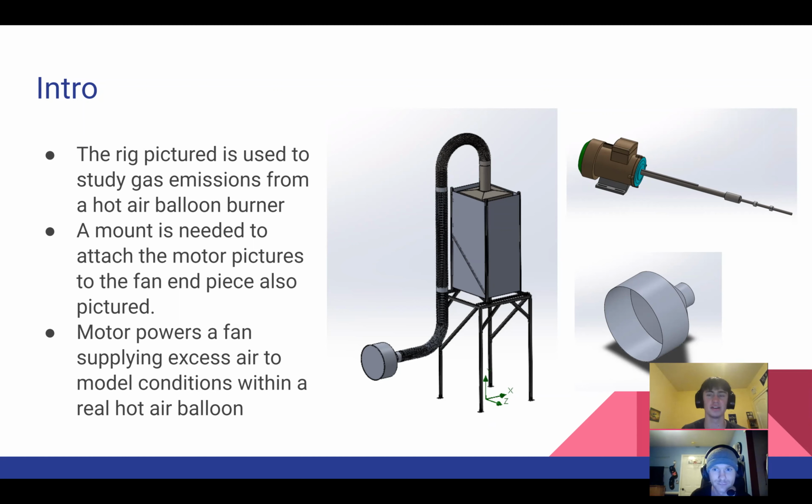What we needed was a mount that would connect the motor to the fan end piece that you see in that picture there. The purpose of this motor is to power a fan that will supply excess air to simulate real hot air balloon conditions.